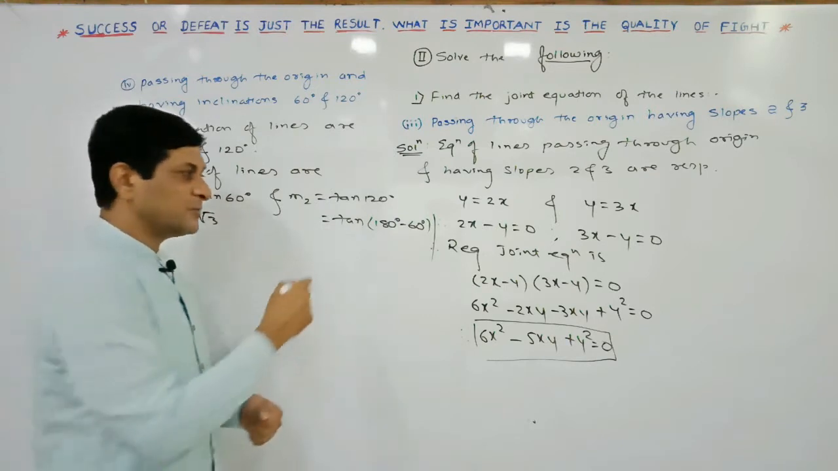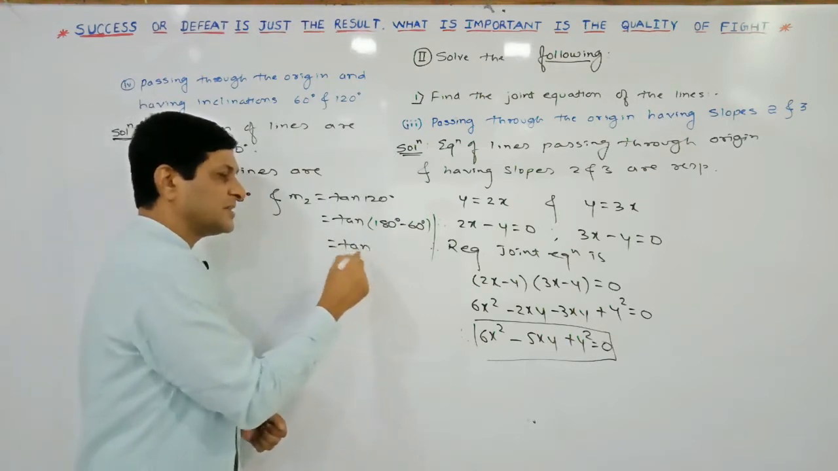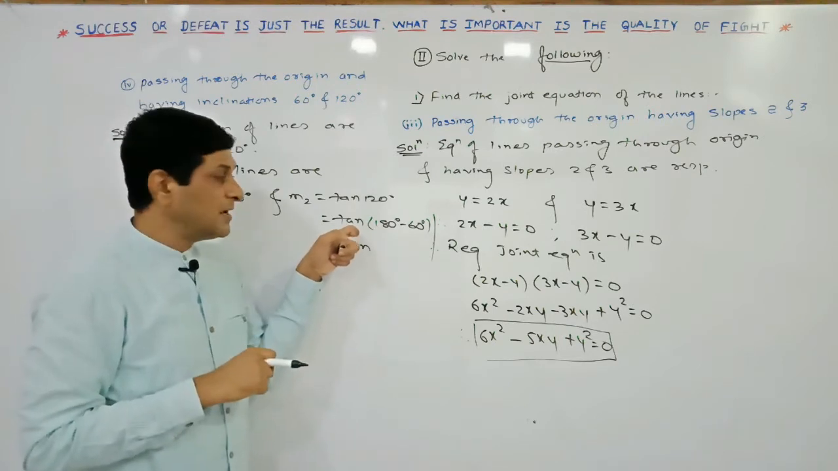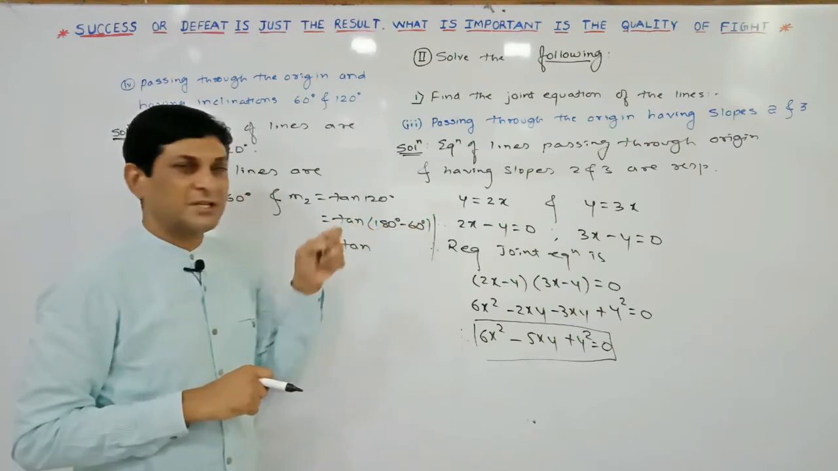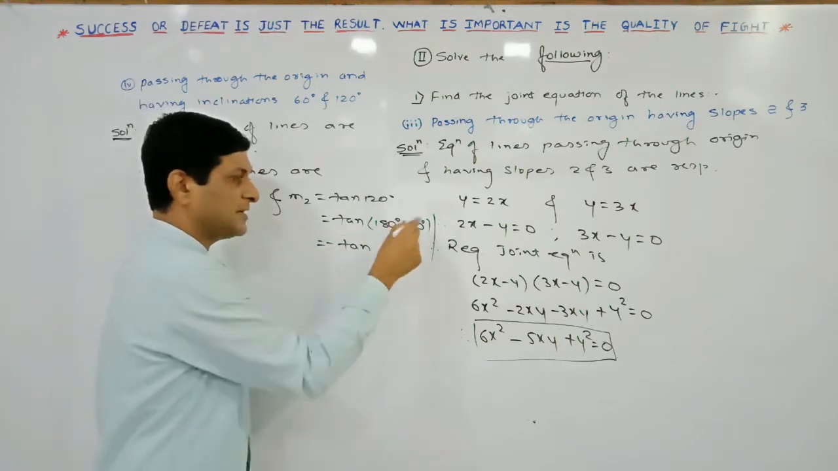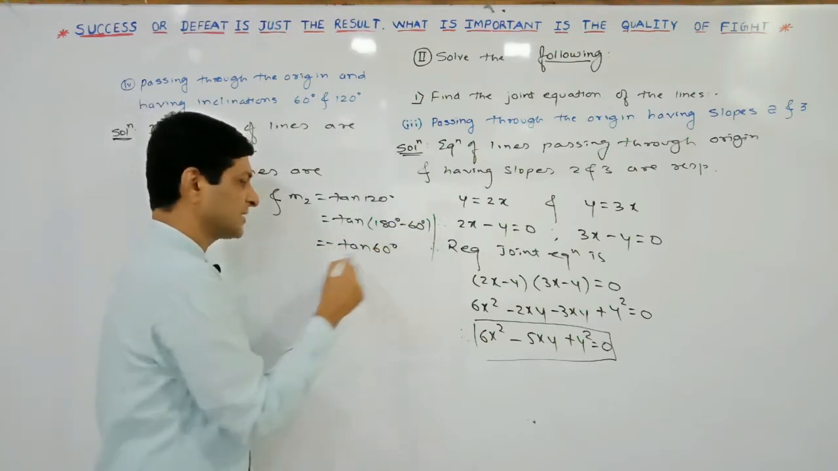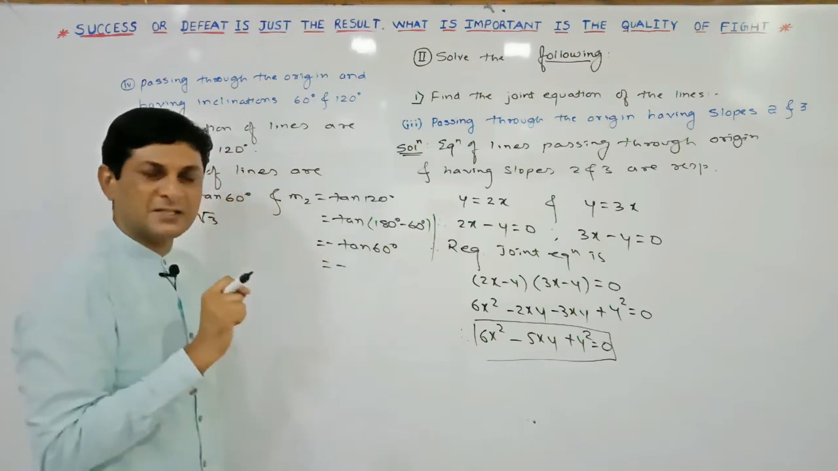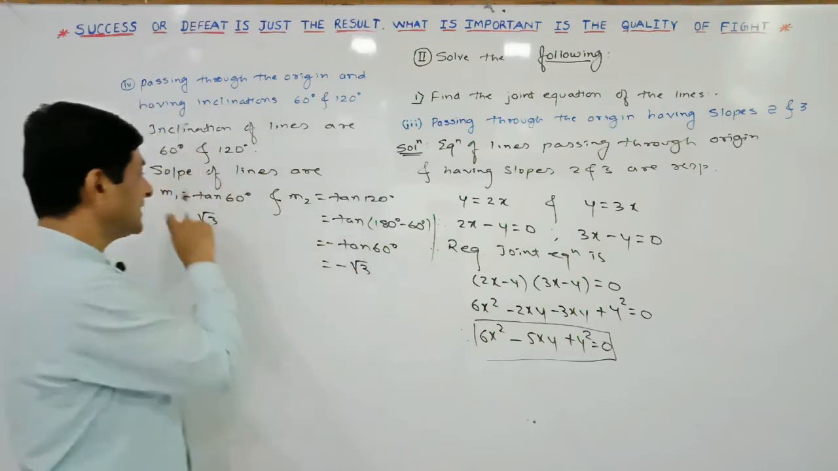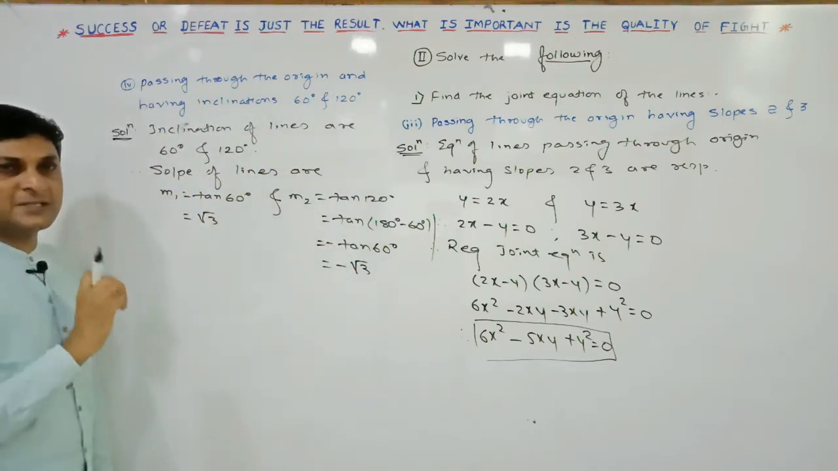120. So which is equal to tan, keep this tan as it is. According to the allied angle formula, tan 180 minus theta, means tan pi minus theta, will be equal to what? Minus tan theta. What is theta here? 60 degrees. So which is equal to minus tan 60, keep it as it is. What is the value of tan 60? Tan 60 is equal to root 3. In this way, the slope of both the lines are known to us.